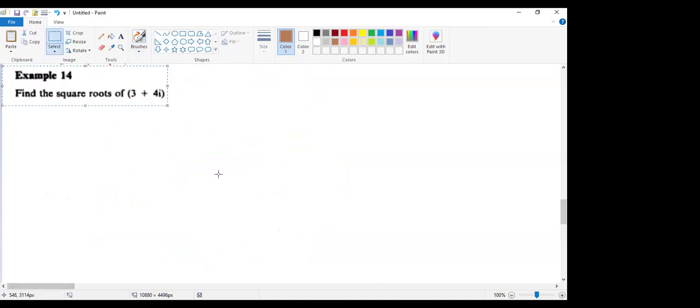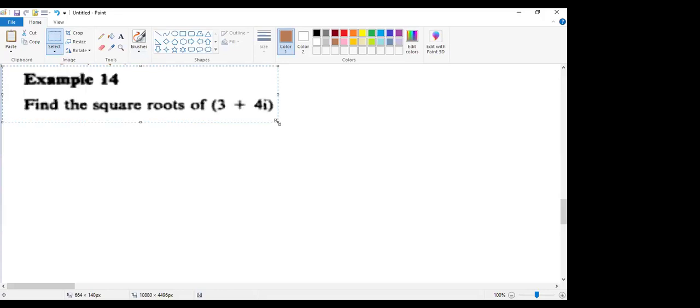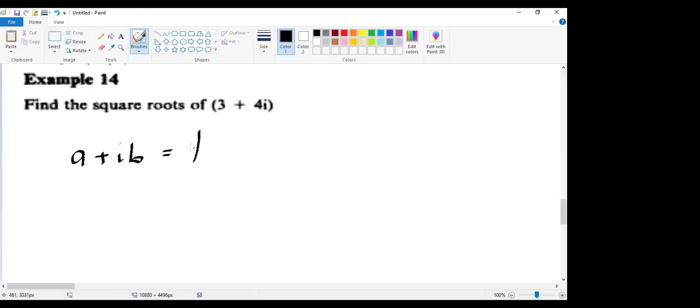That is our example. Find the square roots of 3 plus 4i. Just to give a simple hint, let a plus ib be the square root of 3 plus 4i, and you go ahead and find a and b. And then you give me the square root.